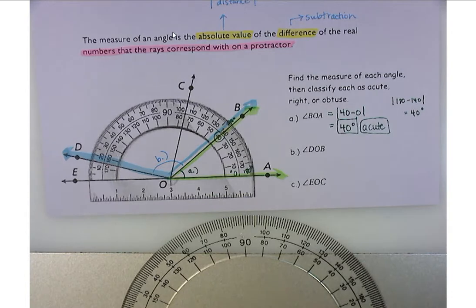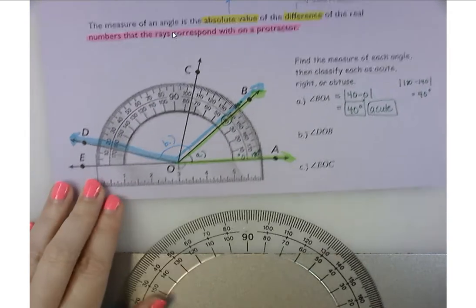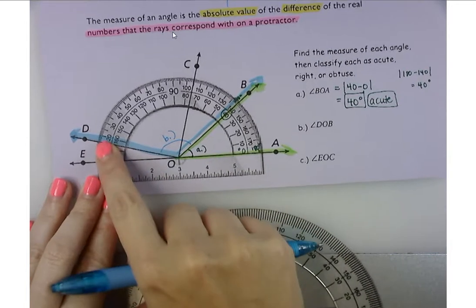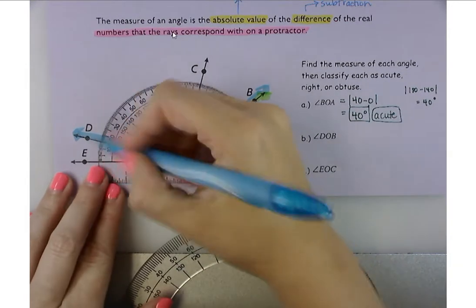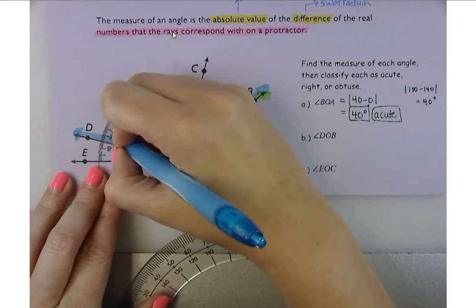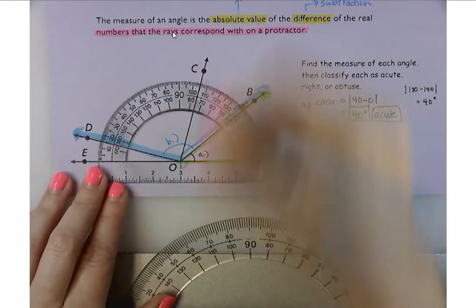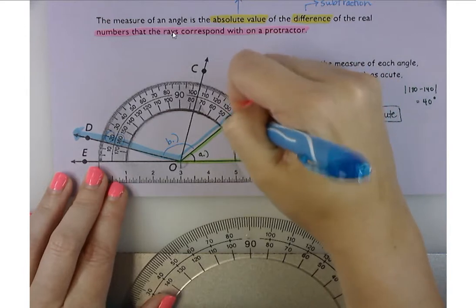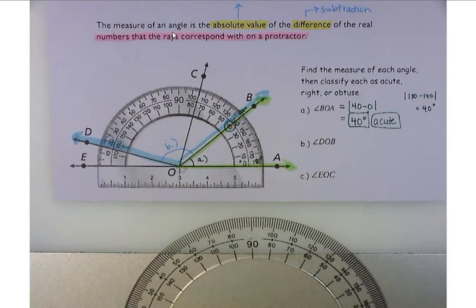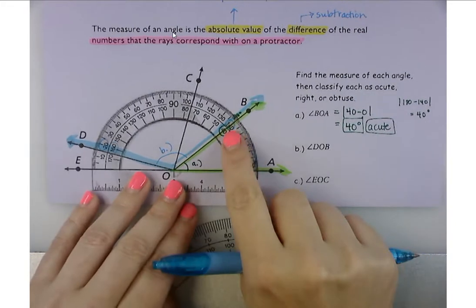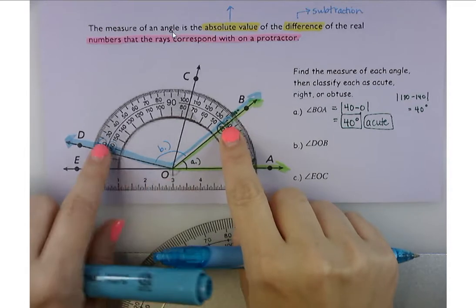So when you're doing DOB, what you want to do, again, is just figure out if you're going to use the top or the bottom. D is here. You're either using 20 or you're using 160. B is on this side. You're either using 140 or you're using 40. For this one, I decided to use the top. So I have 40 and I have 20.